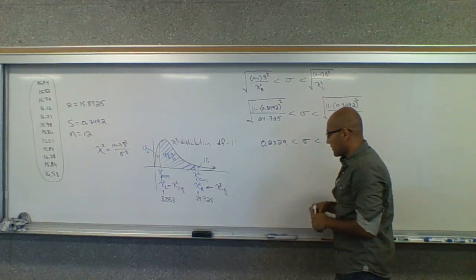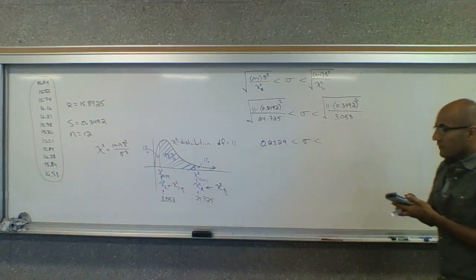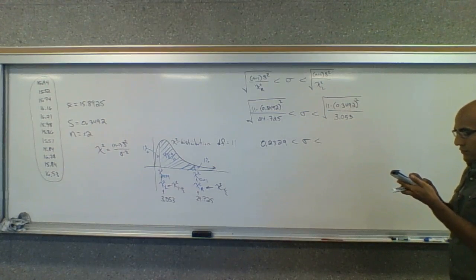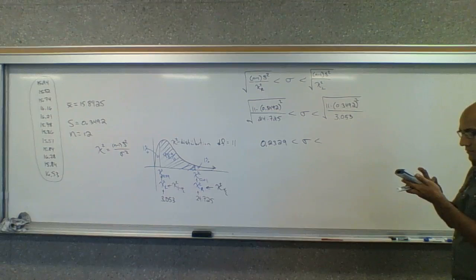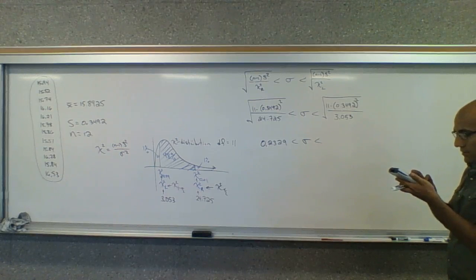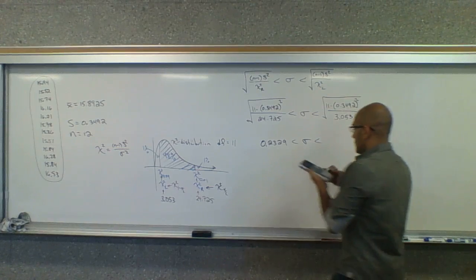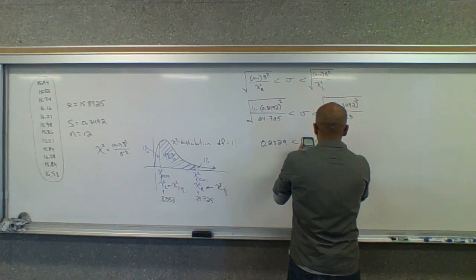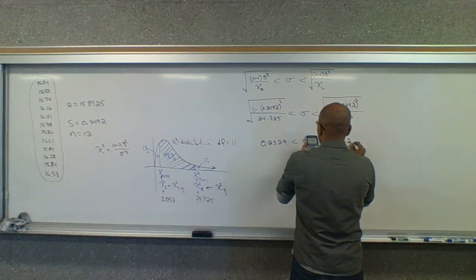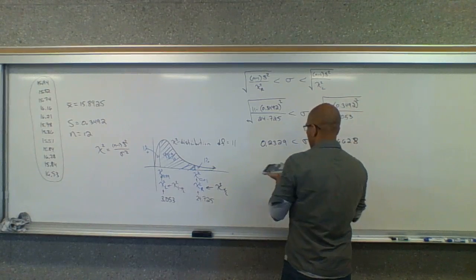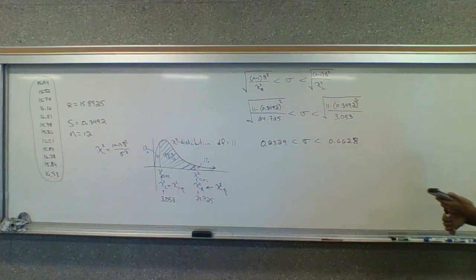So this would be 0.3492 to the power of 2 times 11 divided by 3.053, all to the 0.5 power. All right. So this is equal to 0.6628. Is that what other people got? So that's the confidence interval.